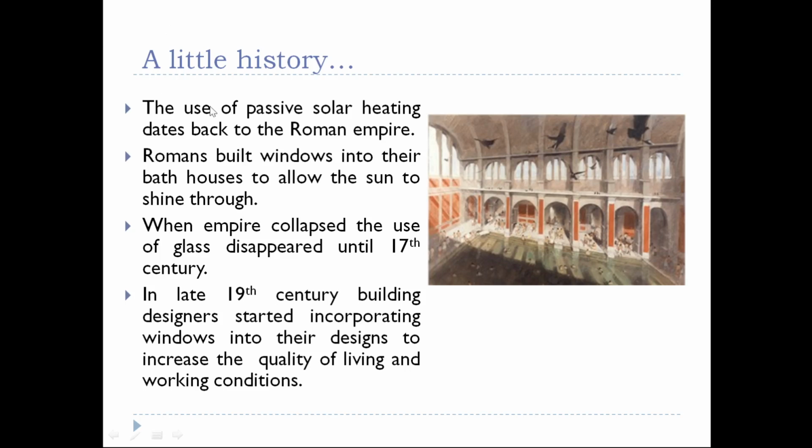Looking back at the history, the use of passive solar heating dates back to the Roman Empire. They built windows into their bathhouses to allow the sun to shine through. When the empire collapsed, the use of glass disappeared until the 17th century. Again, late in the 19th century, building designers started incorporating windows into their designs to increase the quality of living and working conditions. If you allow natural lighting to enter during the daytime, we can avoid the use of artificial lighting. It is another way of energy conservation.